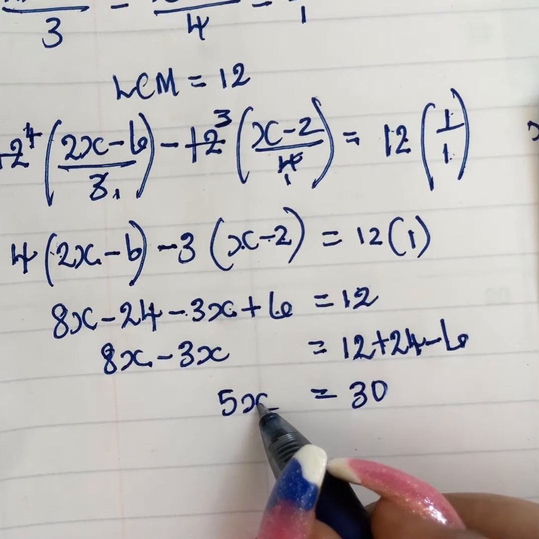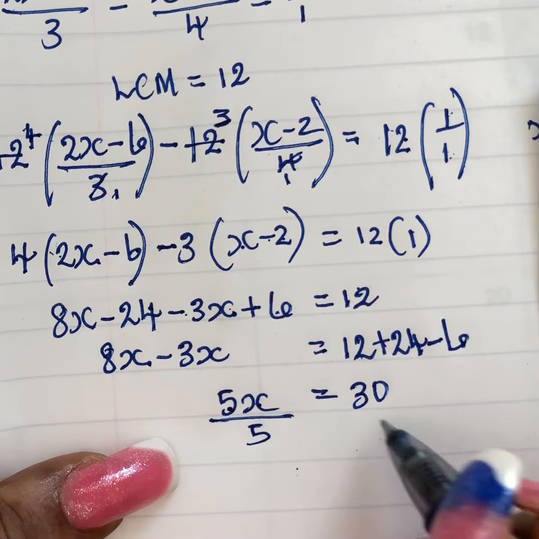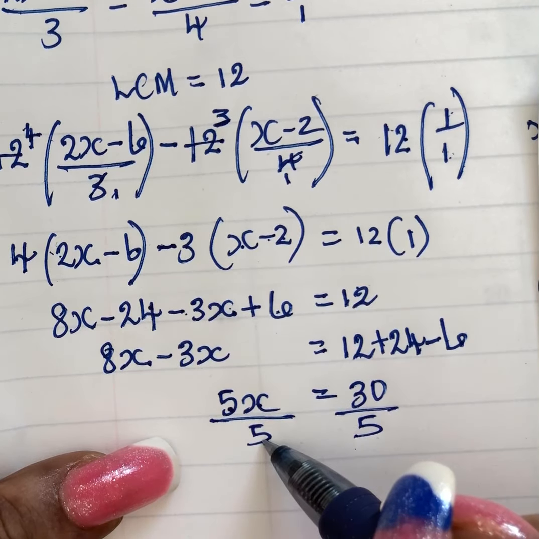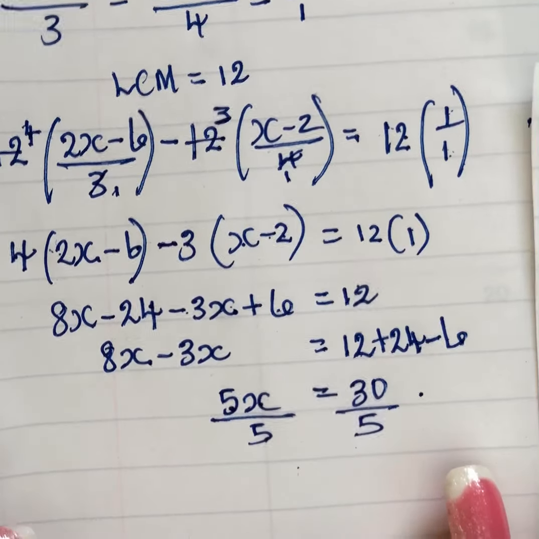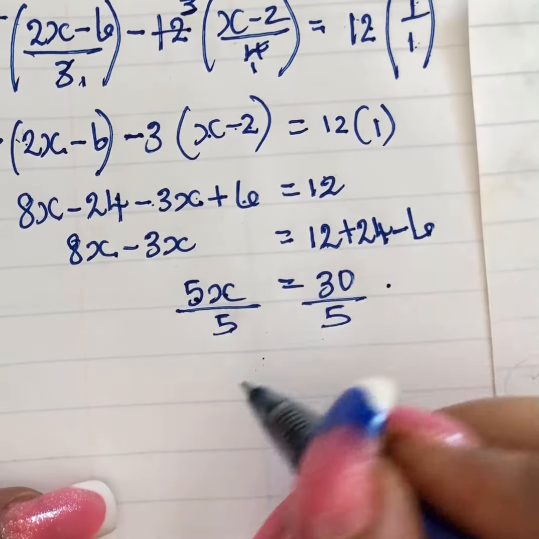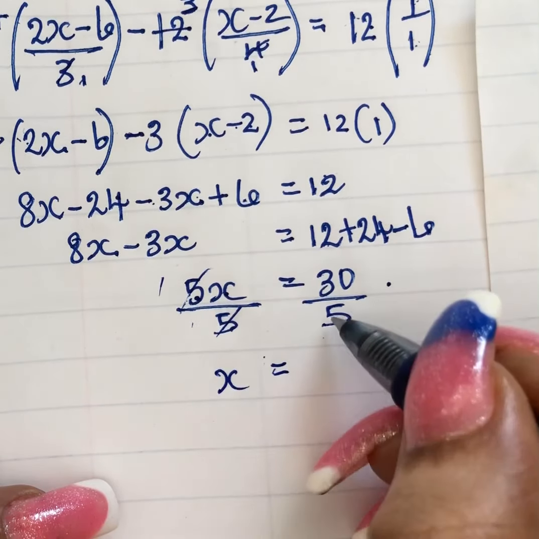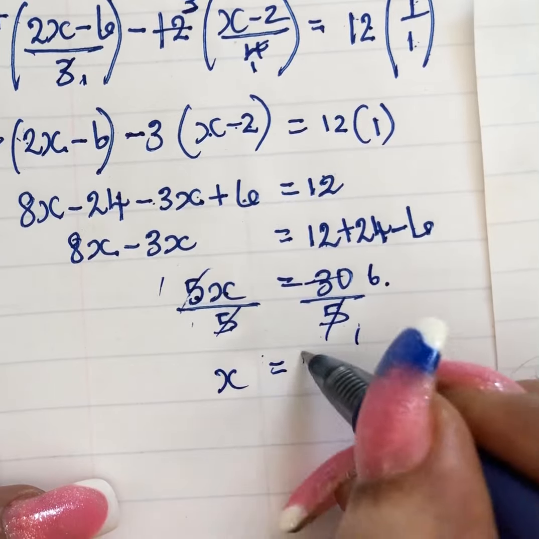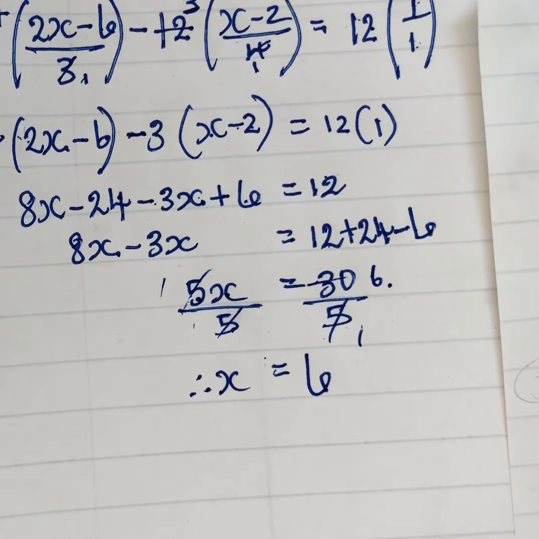I need x, so I must get rid of 5. Remember, I must balance my equation. So what I do on one side, I must do on the other side. Yes. 5 into itself is 1. So x is equal to 5 into 30. Exactly 6 times. X is equal to 6.